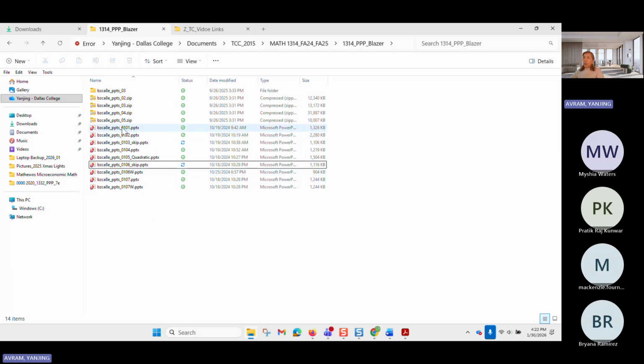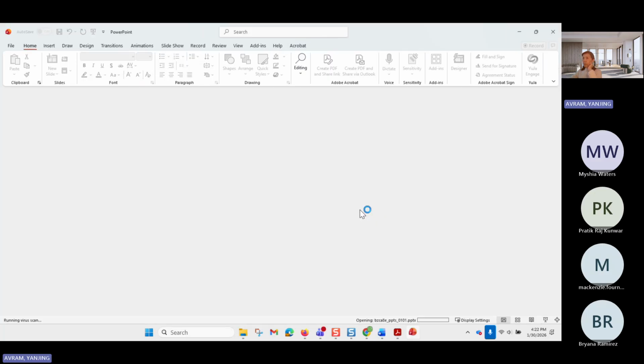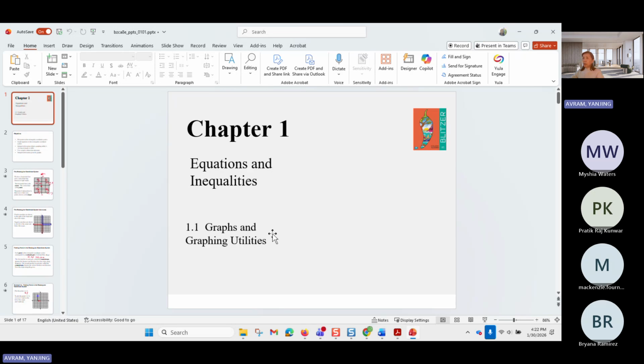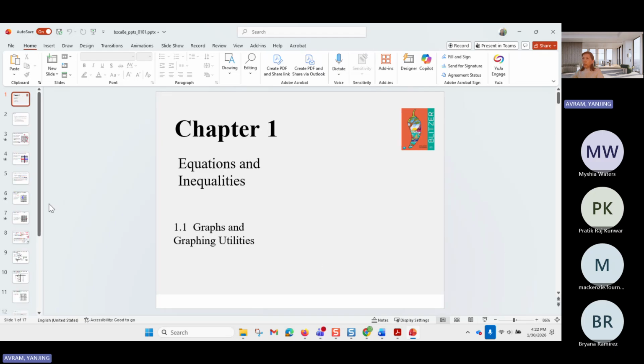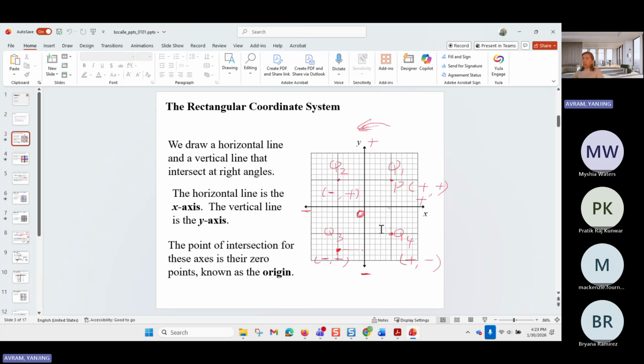Okay. All right. So let's look at what is in section 1. Okay, so section 1 here, basically the first chapter is equations and inequalities. All right, so we want to graph and graphing inequalities in here. Okay, so how do you plot points in a rectangular coordinate system? Sometimes we call it the Cartesian system, right? And then you need to be able to graph and determine the intercepts. Okay, so we have an x and y intercept like that.